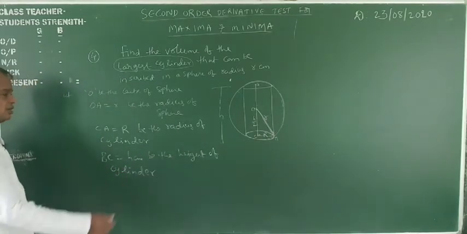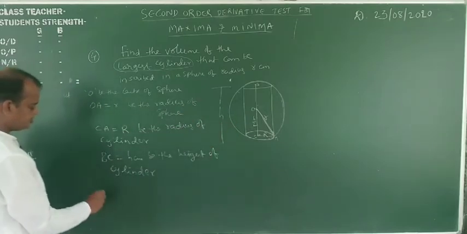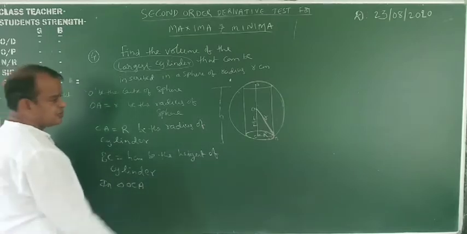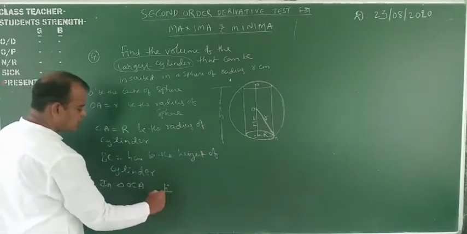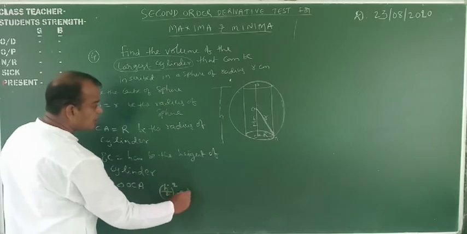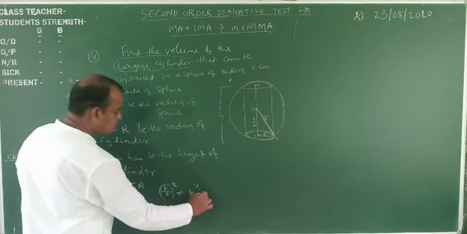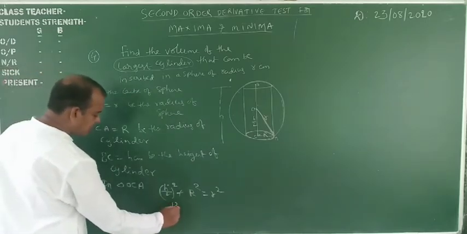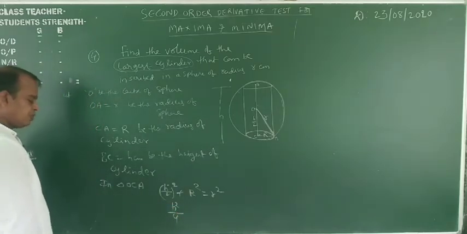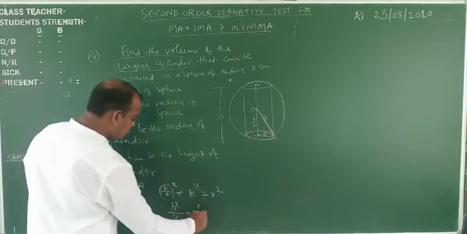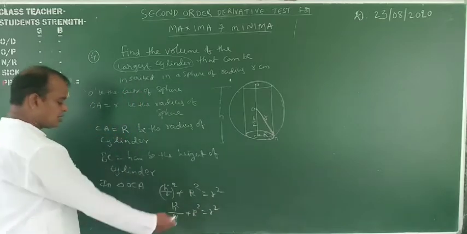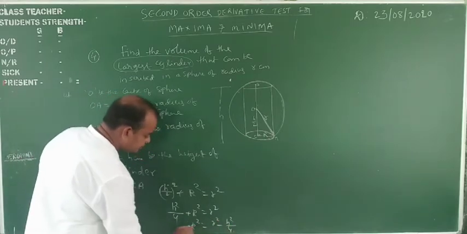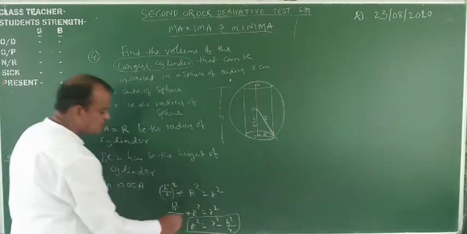Height of the cylinder. Now in triangle OCA, side square plus side square equals hypotenuse square: (H/2)² + (radius of cylinder)² = r². Okay, my dear students. Now H²/4 + r² = R². From here, the cylinder radius square is equal to R² minus H²/4. The sphere radius is constant, fixed.